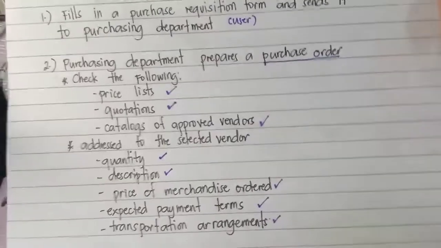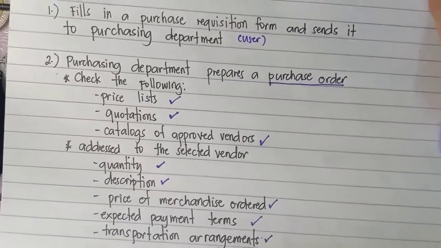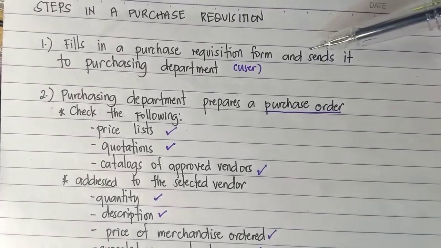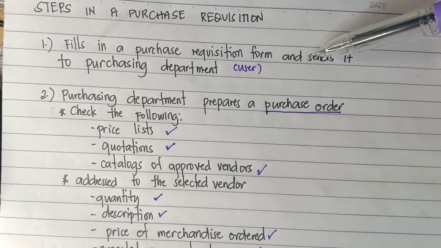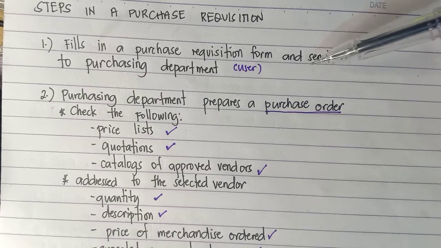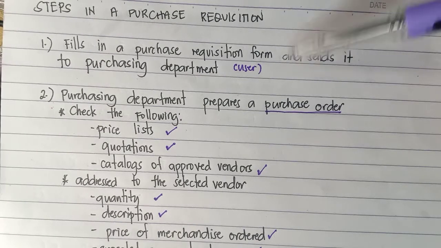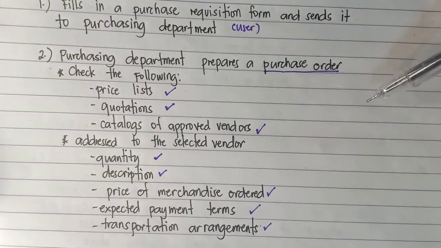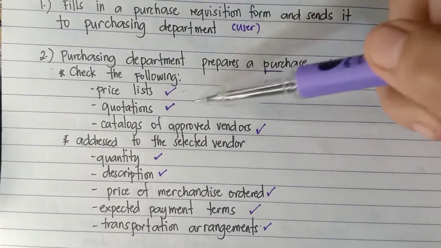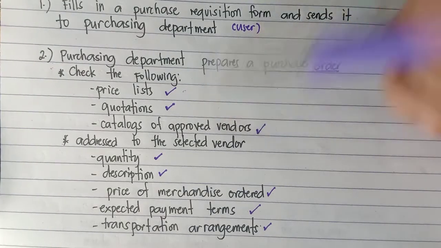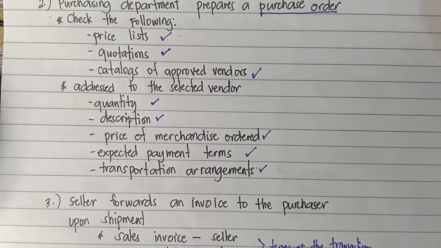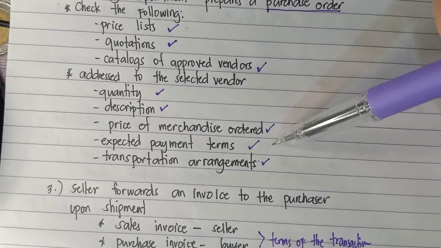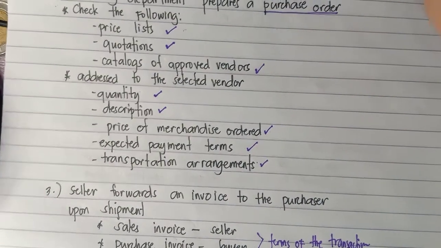So in the summary, and also example of our source documents. In summary, first we have to fill in a purchase requisition form and send it to the purchasing department. Ang gagawa nito ay ang user. Then, after that, the purchasing department prepares a purchase order. Then, we have to check the price list, quotations, catalogs of approved vendors, then address to the selected vendor, the quantity, description, price of merchandise ordered, expected terms, transportation arrangements.